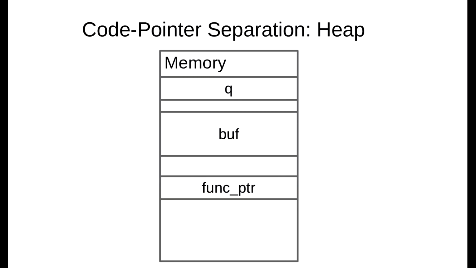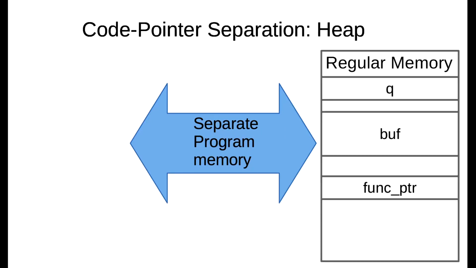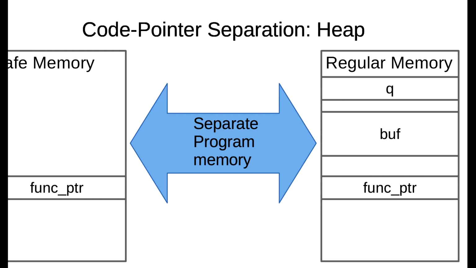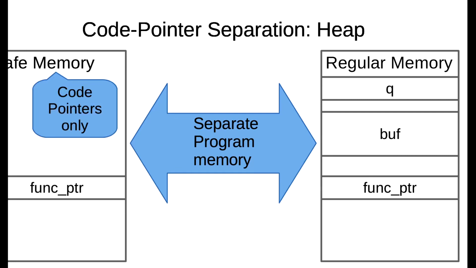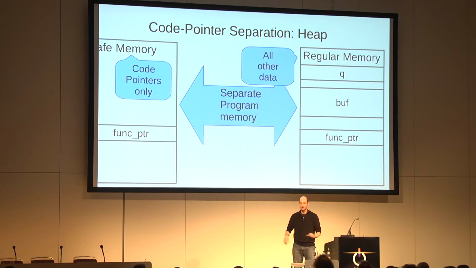We separate the control plane and the data plane. So instead of having just one single view of memory, we separate the program memory into two different views. On one hand, we have the regular memory with all the buffers, all the pointers, and so on. And on the other hand, we have safe memory. And our safe memory contains code pointers and code pointers only. The regular memory, on the other hand, contains all other data.